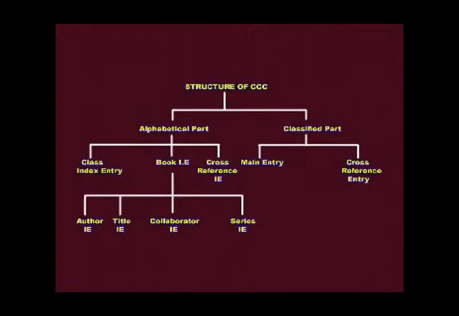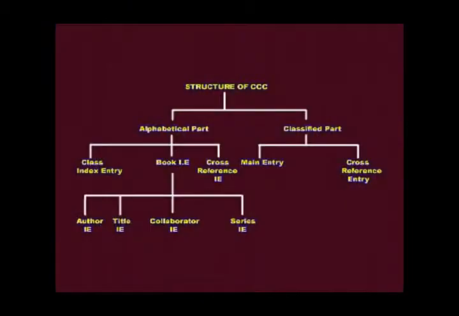The next part is the alphabetical part. The alphabetical part contains all added entries, which are arranged in alphabetical sequence. What is an added entry? All entries other than the main entry are added entries. The number and type of added entries to be prepared depends on the nature of a document. There are three entries in this alphabetical part: class index entry, book index entry, and cross-reference index entry.